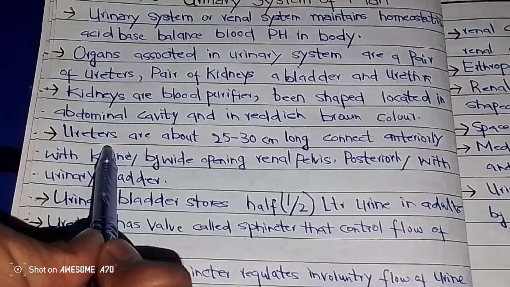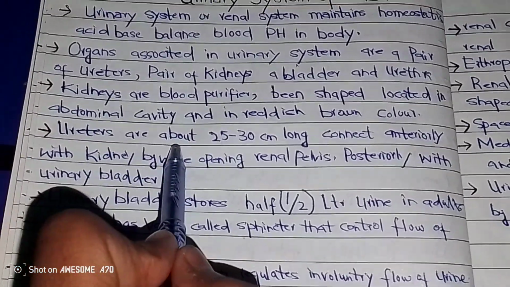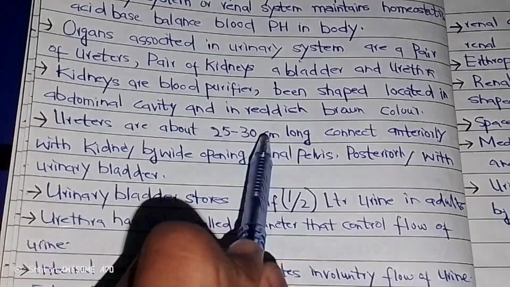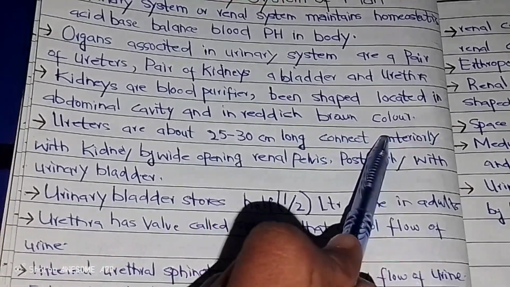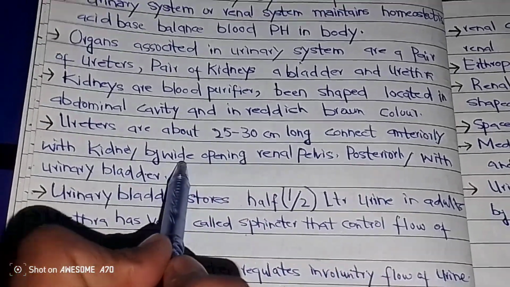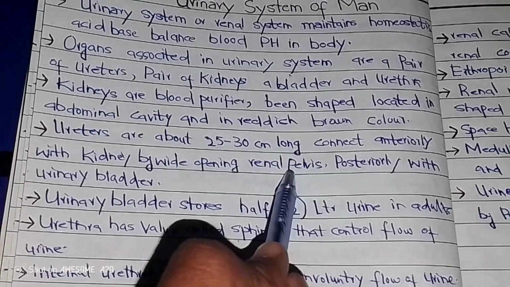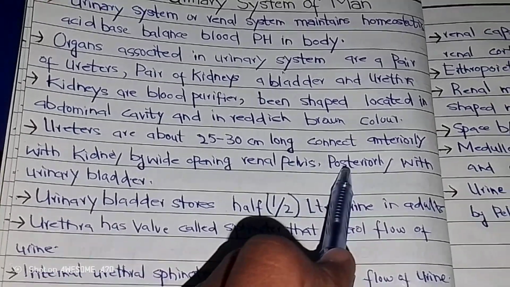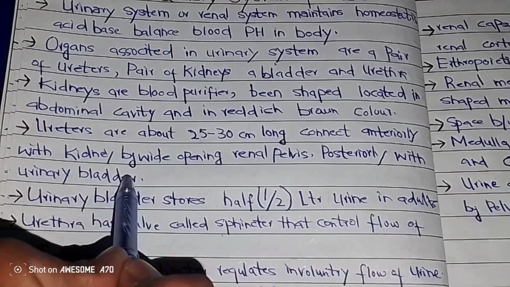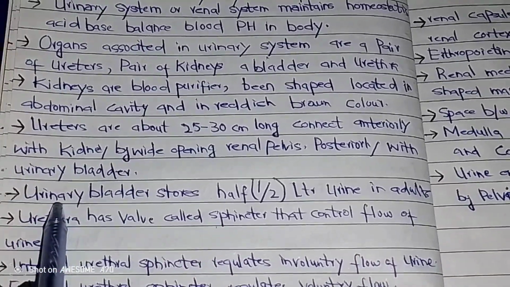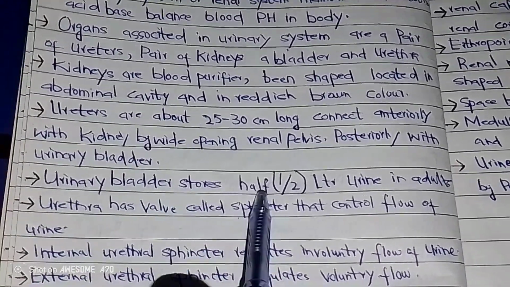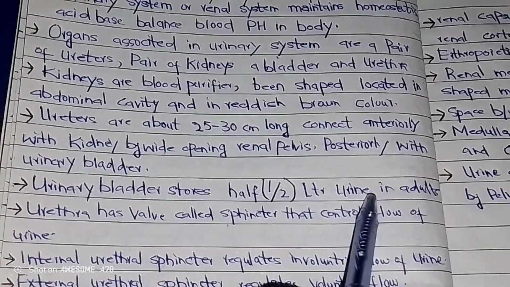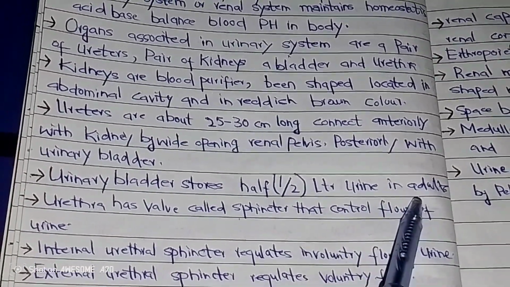And then ureters are about 25 to 30 centimeter long, connected anteriorly with the kidney by a wide opening called the renal pelvis and posteriorly with the urinary bladder. And then the urinary bladder stores half a liter of urine in adults.